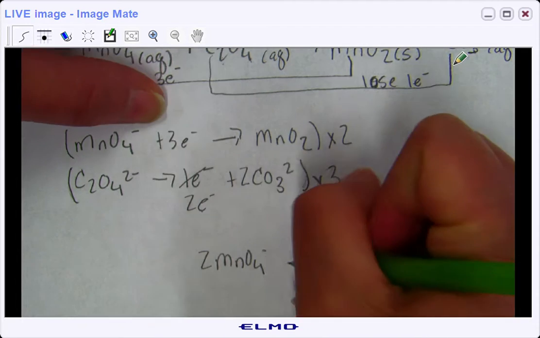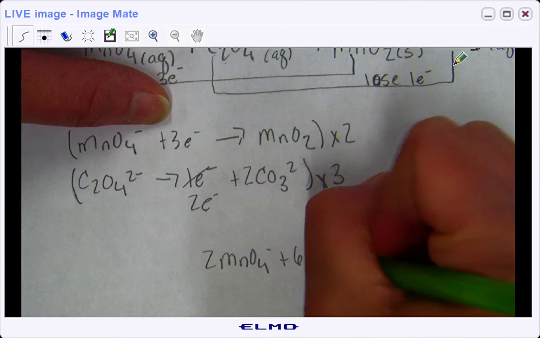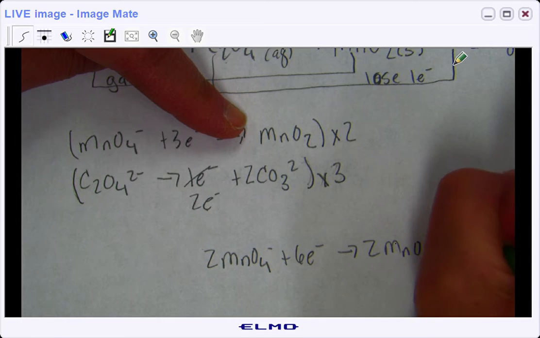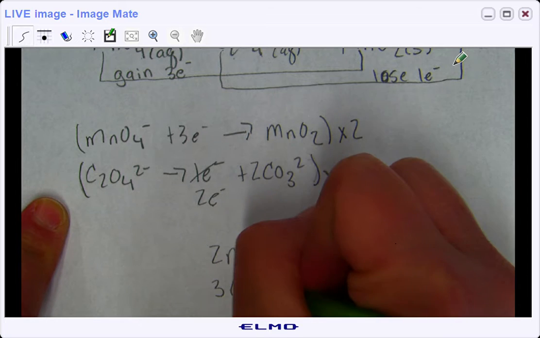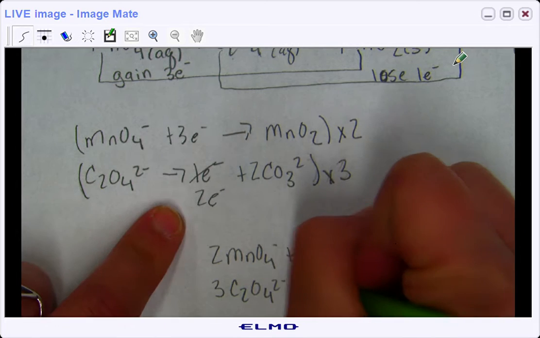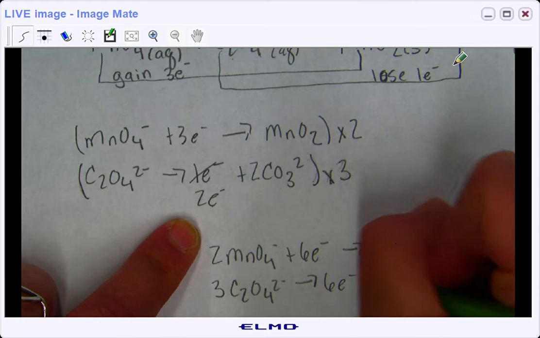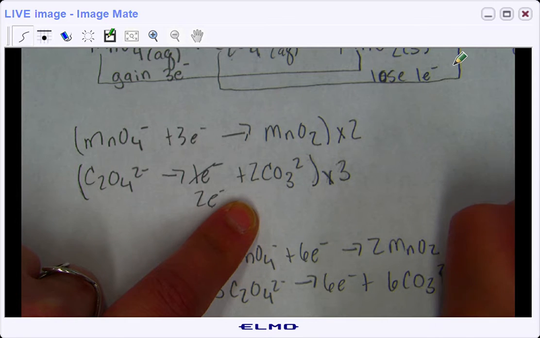So I have 2 permanganate ions. I have 6 electrons. And I have 2 manganese dioxides. I have 3 oxalate ions. I have 3 times 2 is 6 electrons and 6 carbonate ions.